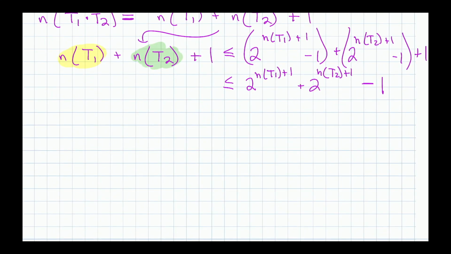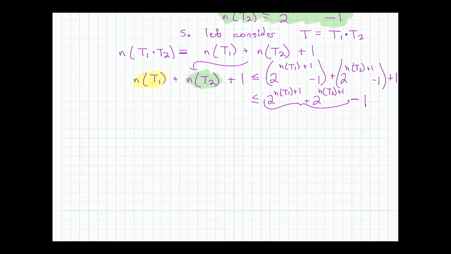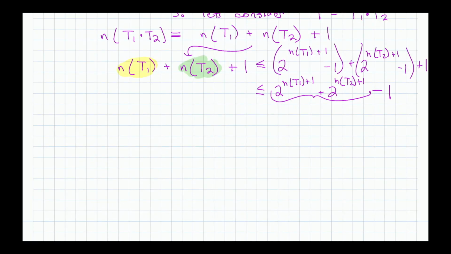Now, here's where you have to get a little bit sneaky. You've got these two values here, 2 to the h of T1 plus 1 and 2 to the h of T2 plus 1, and we need to combine those into one statement. Let me take a color here. So here's the idea. Imagine a couple of powers of 2. Let's say you had 2 to the 7, and then you had 2 to the 5.